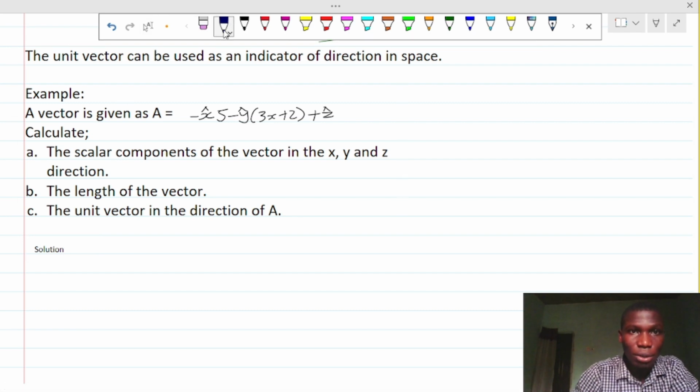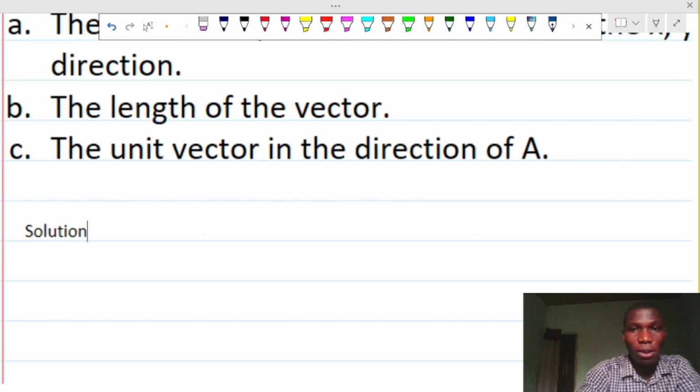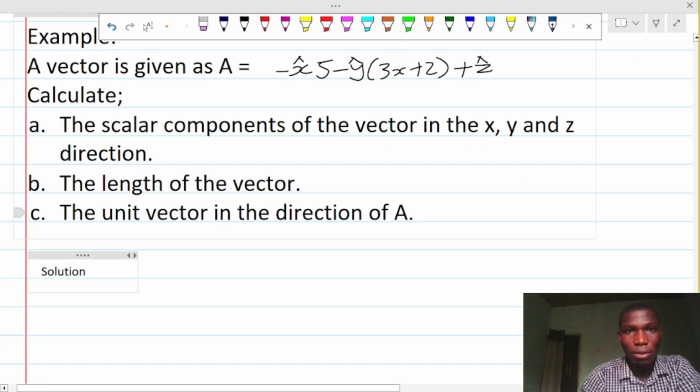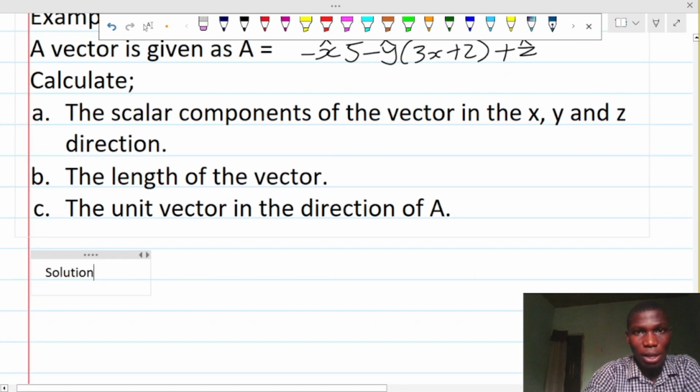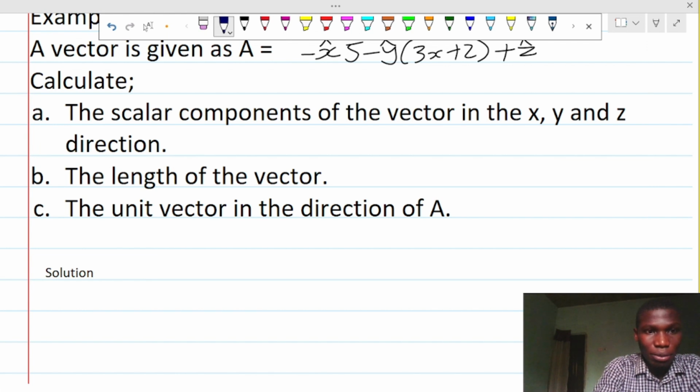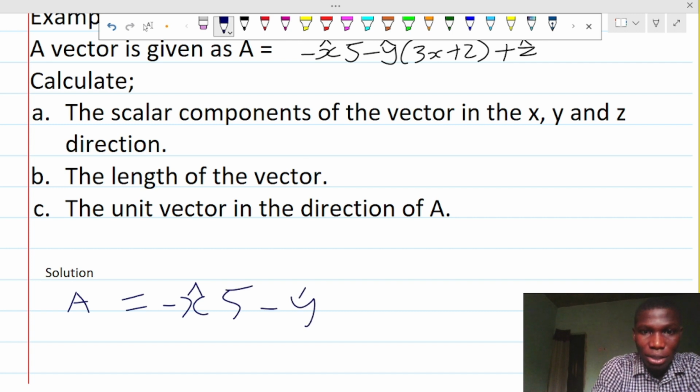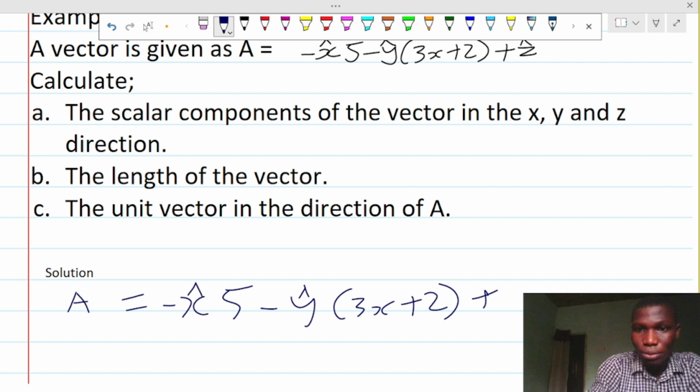So first thing, we take our vector. So our vector is this, which is x. Vector a equals minus x, in the direction of x, 5 minus in the y direction, plus 2, plus z.